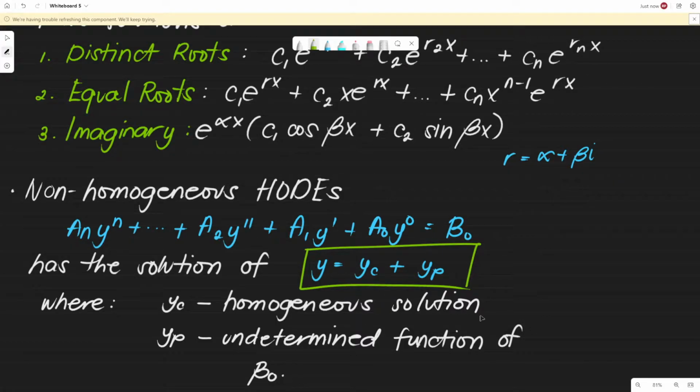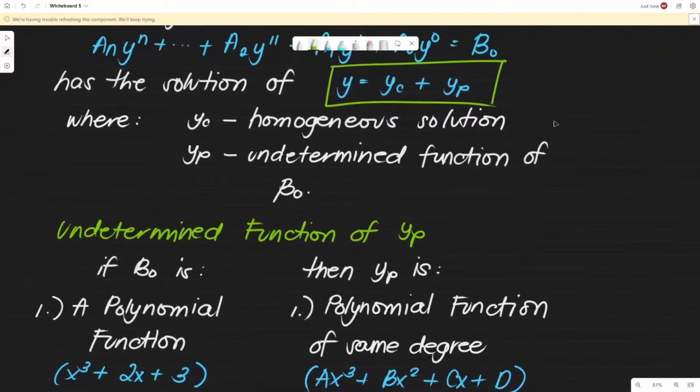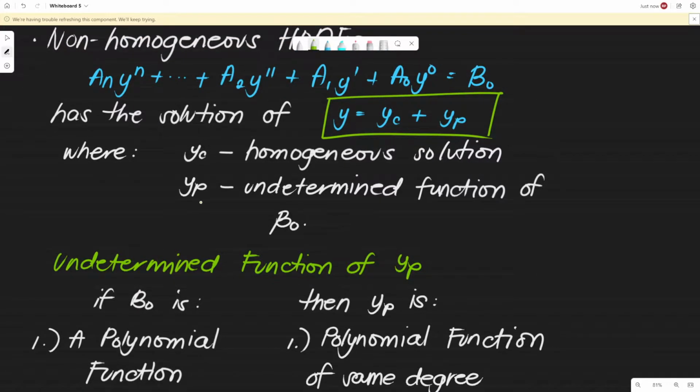So let's break down this yc and yp. When we say yc, that is the homogeneous solution. Meaning, kukunin natin yung homogeneous solution ng given. Yung right side, yung b sub 0, gagawin lang natin 0, then proceed with the solution for the homogeneous HODEs. Then yung ating yp, yun yung undetermined function of b sub 0, yung undetermined function nung right side. So paano natin malalaman kung ano yung yp na gagamitin natin?